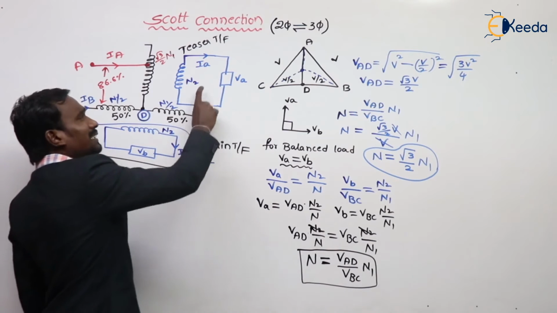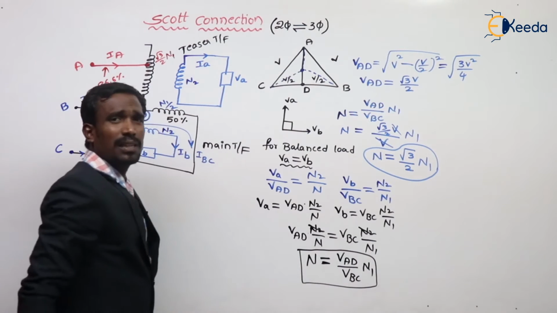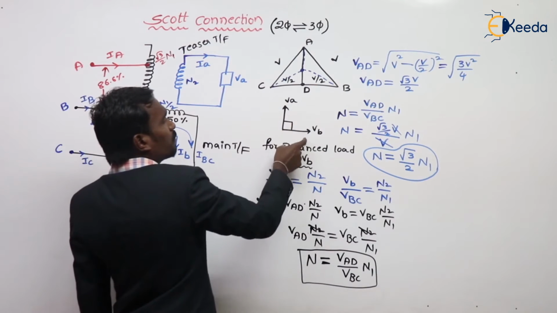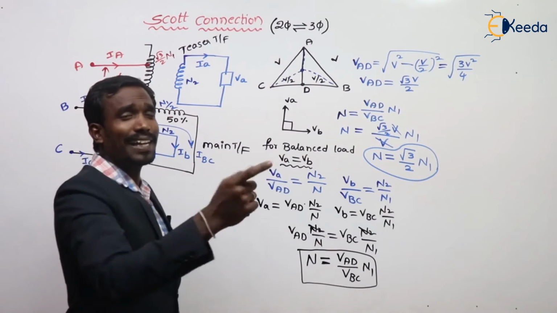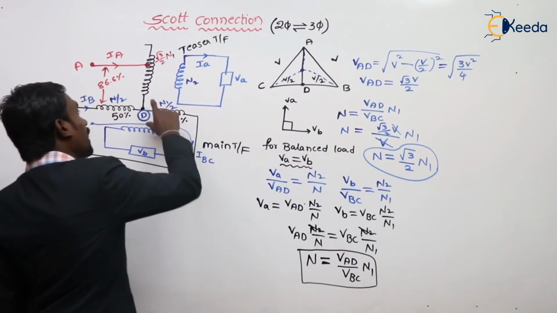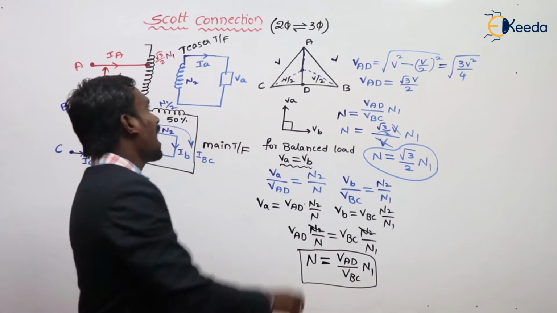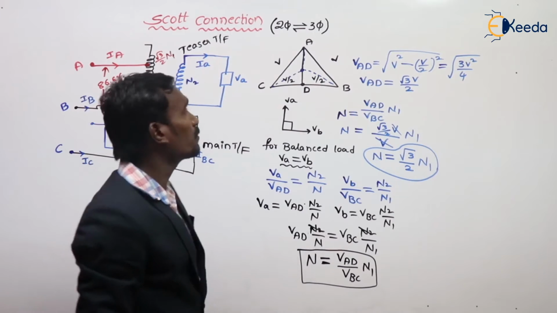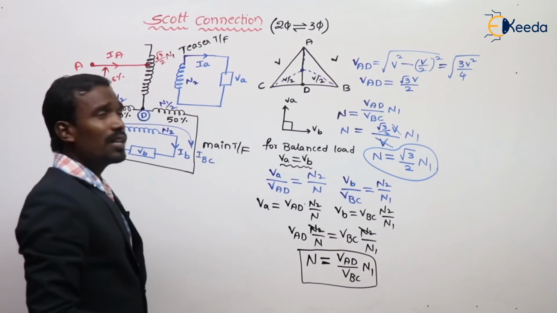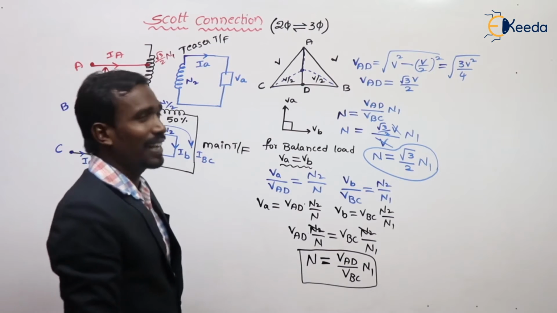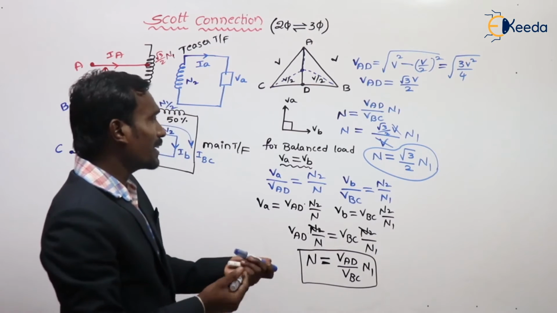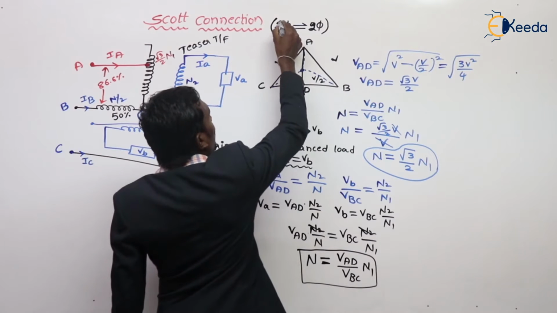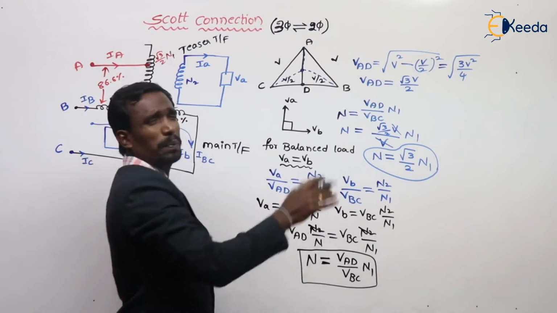And the phase shift between two secondaries. What is this secondary? Secondary is a two-phase system. So in a two-phase system, the phase shift between two phases is 90 degrees. Here two primaries are displaced by 90 degrees and two secondaries are also displaced by 90 degrees. This is the Scott connection diagram. This is the Scott connection, nothing but the conversion of three-phase to two-phase or two-phase to three-phase.